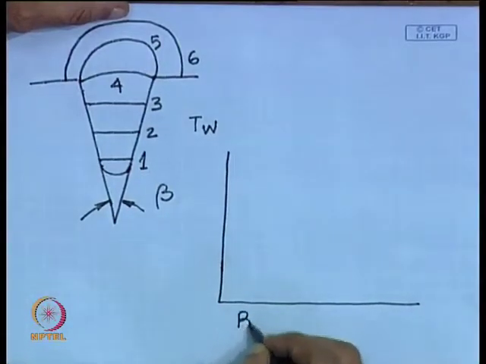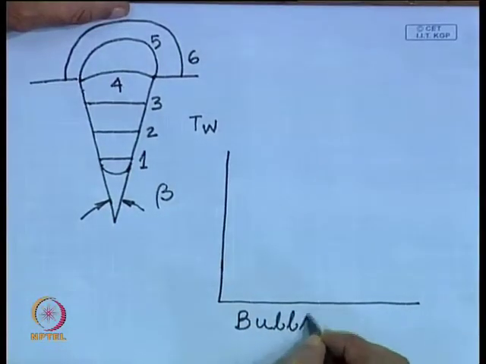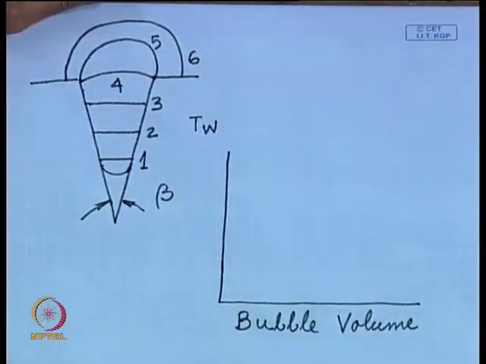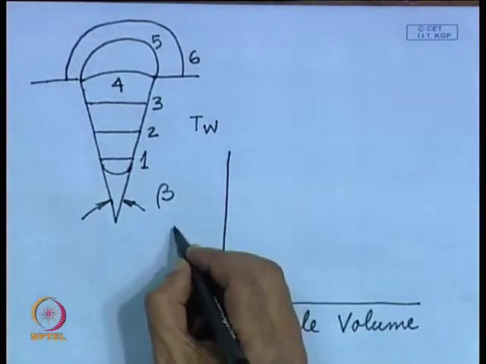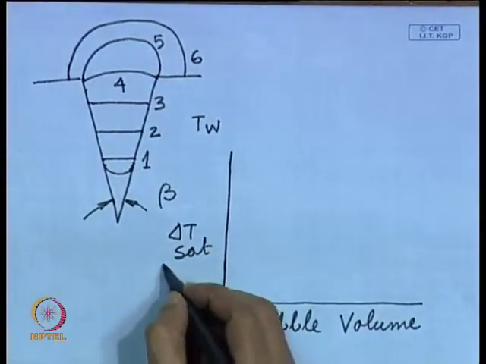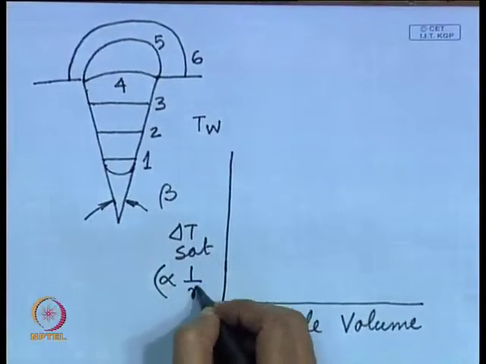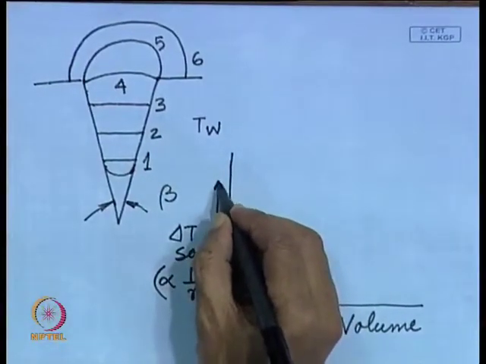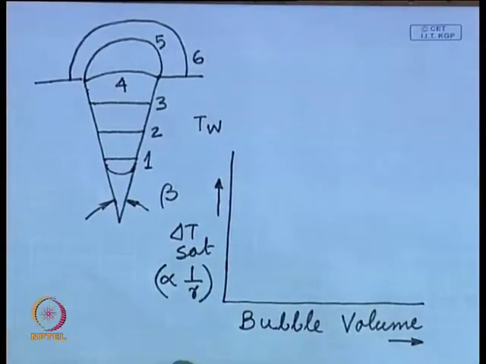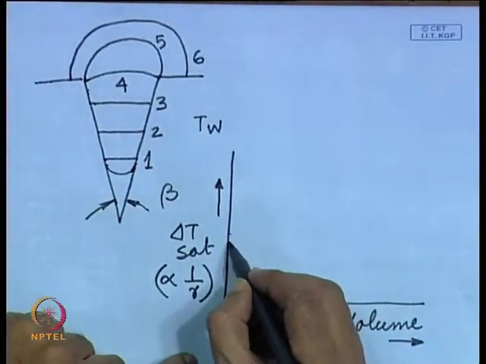This side is bubble volume, which is going on increasing. Really it cannot be called a bubble volume, but it is the volume of the bubble embryo. So, this is going on increasing, and then delta T sat, which is proportional to 1 by r, is plotted on the other coordinate. So, what will we have? We will have a figure like this.